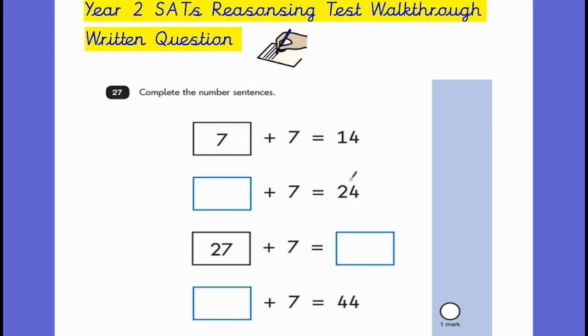So something add 7 equals 24. You could do 24 subtract 7, and that will give you the answer of 17. So 17 would be the answer here. You could do 27, well, here you're just adding 27 and 7, so again, counting on, which would give you an answer of 34. And for this one here, we could take 7 away from 44, which would give us an answer of 37. These are quite tricky questions at the end here, but if they can use the inverse, they can use the inverse to solve them.